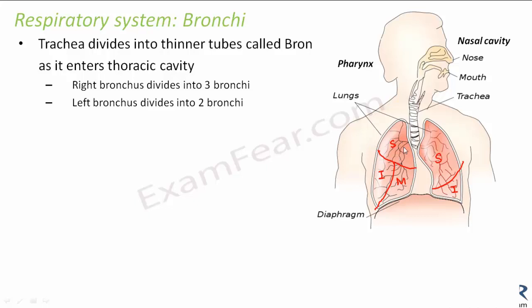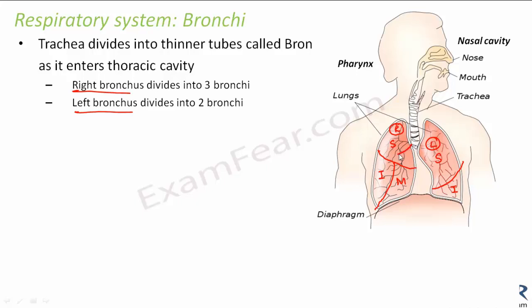So the trachea will divide into two branches. One is right bronchus and the other one is left bronchus. So the right bronchus will enter inside the right lung and the left bronchus will enter inside the left lung. So this is the left lung and this is the right lung. Correct? So since in the right lung we have three different lobes, therefore there will be three bronchi reaching into each lobe. So how will the bronchus look like?